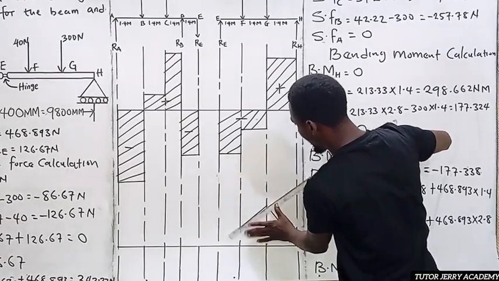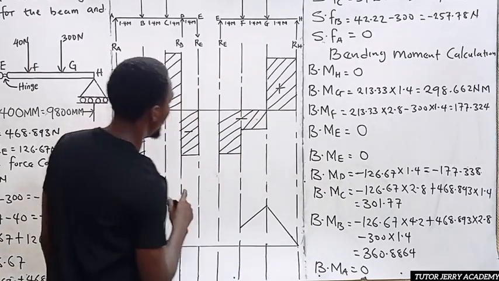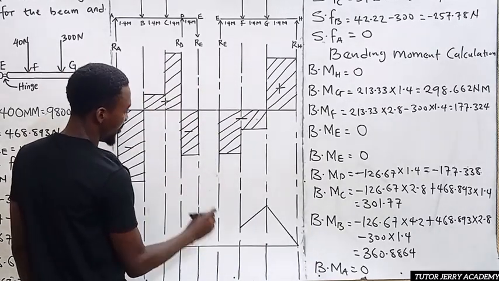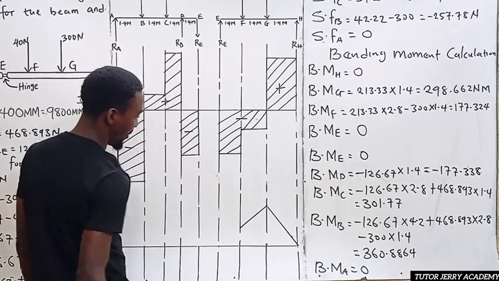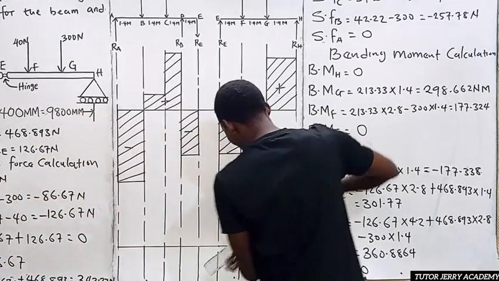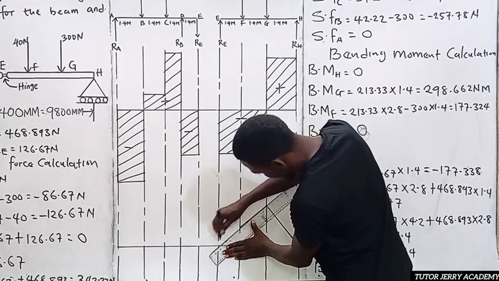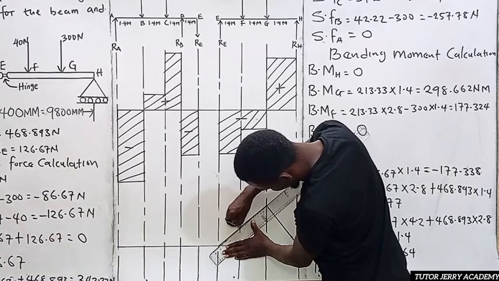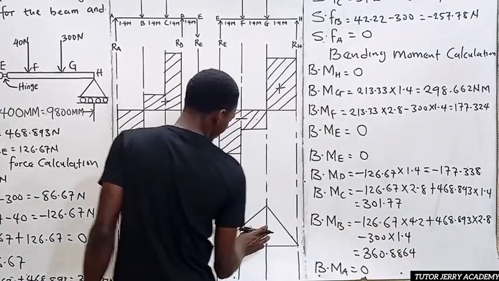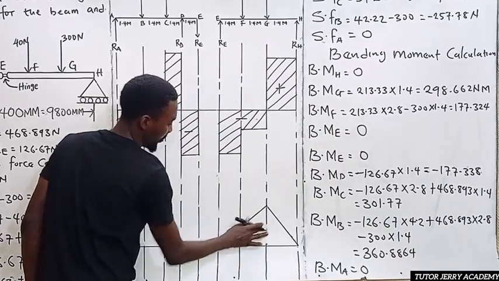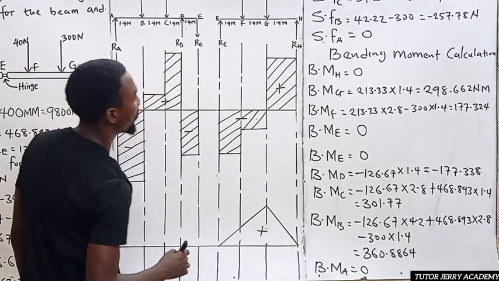All right. So at point E now, our bending moment is what? 0, right? So this is our 0 here. So we are still going to use an inclined line to join this point to this line. All right. So this is our first beam, which is positive. All right. So now let's go for the second beam.